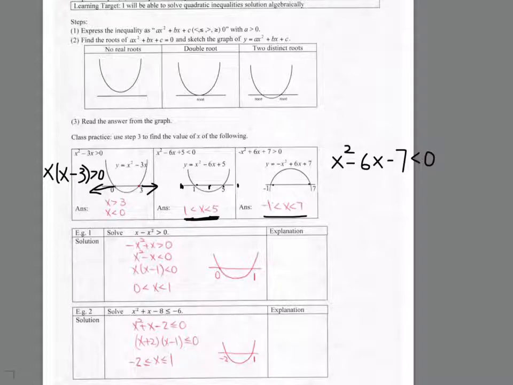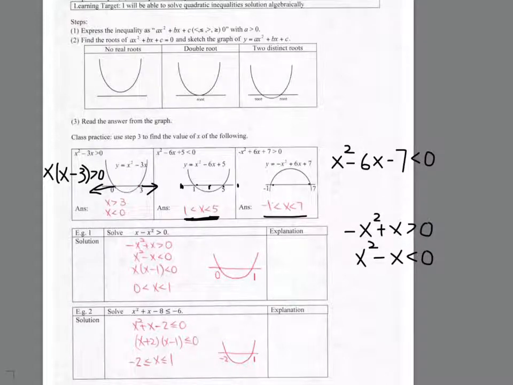So now let's take a look at some examples. Number 1, solve x minus x squared greater than 0. So here I would like to remind you, you can write this as negative x squared plus x greater than 0. We have to keep our leading coefficient as positive. So I'm going to multiply everything by negative 1. So that makes the inequality x squared minus x less than 0. As you multiply by a negative, make sure you switch the sign. If it was originally greater than, then it becomes less than.